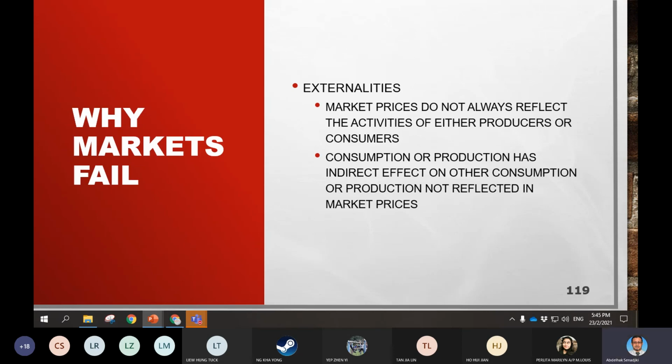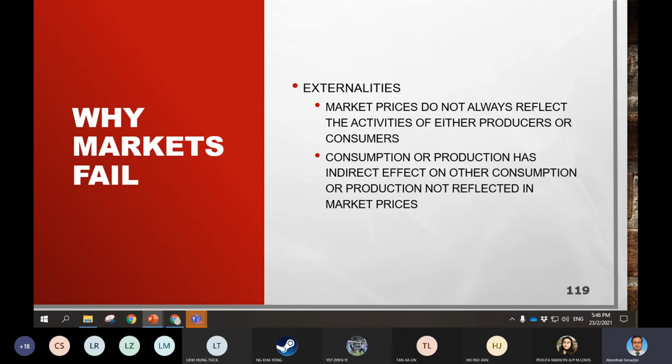Then externalities. What is an externality? An externality is when a consumption or production activity has an indirect effect on other consumption or production activity that is not reflected directly in the market price.